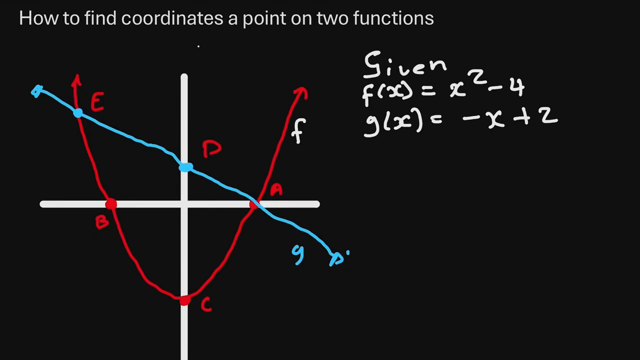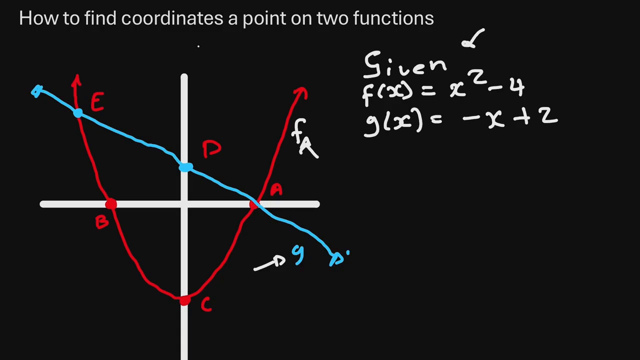Hello, let's now learn how to find the coordinates of a point that is touching both the functions. If we look at these functions, we have a quadratic function and a straight line. The quadratic function is given the name f, and the straight line is given the name g. For both of these functions, the equations are given to us here.